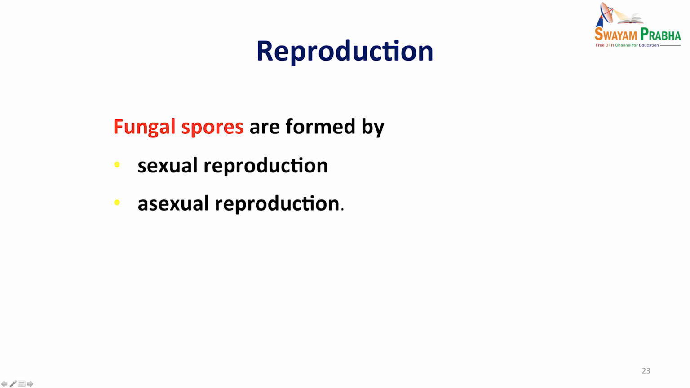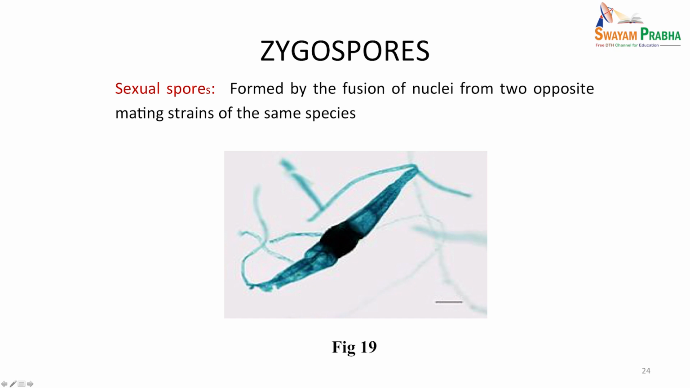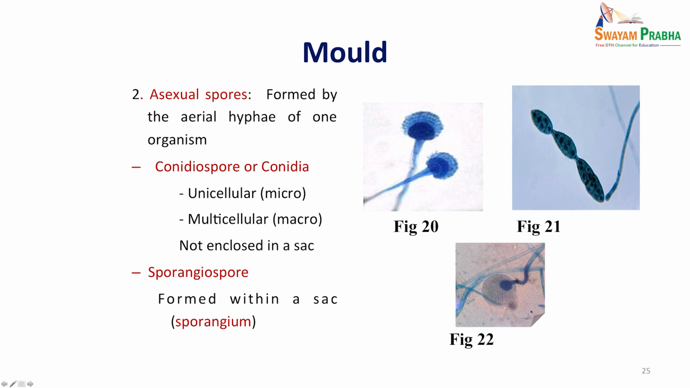Now, as far as reproduction is concerned, fungal spores are formed by sexual as well as asexual reproduction. Sexual spores are usually formed by fusion of two opposite mating strains of the same species, while asexual spores are formed on the aerial hyphae. The spores can be formed within a sac-like structure, which is a sporangium, and the spores within the sporangium are known as sporangiospores. This can burst and the sporangiospores can come out in the air, and individually they can go and germinate. Or they could be unicellular microconidia in the case of penicillium and others, or they could be multicellular. In that case they are multi-celled macroconidia, which can individually germinate and produce new fungi.